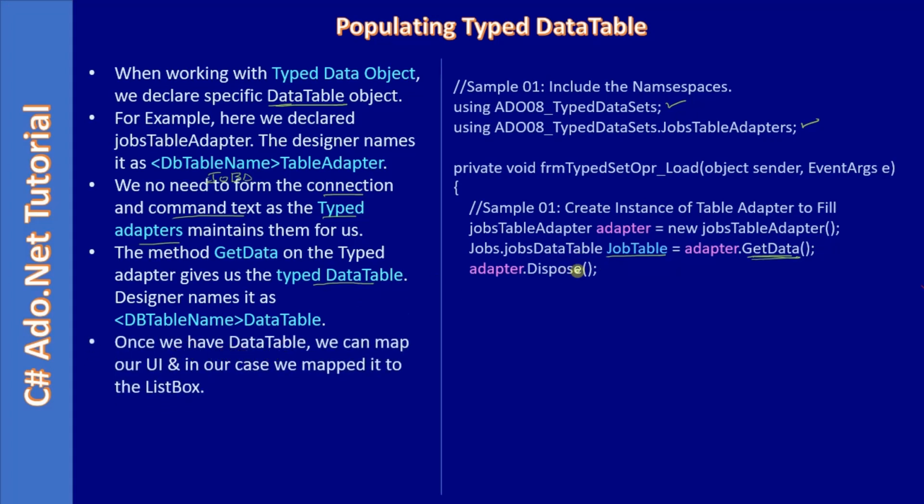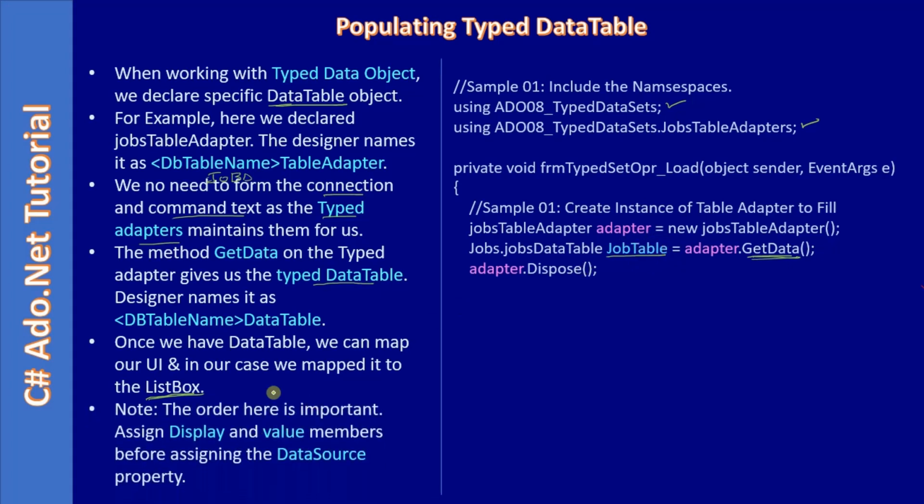Once we have the data table, we can map our UI. In our case, we mapped it to the list box. We have the list box, right, to display all the job IDs. So we can map this list box to the data table, which was filled by the getData method of the jobs table adapter. The call to getData will fill the data table and return that. So we have job table filled with data, and we can use that to hook our list box.